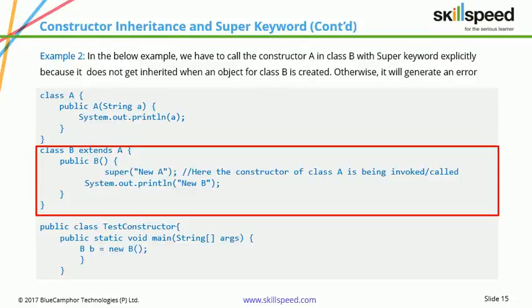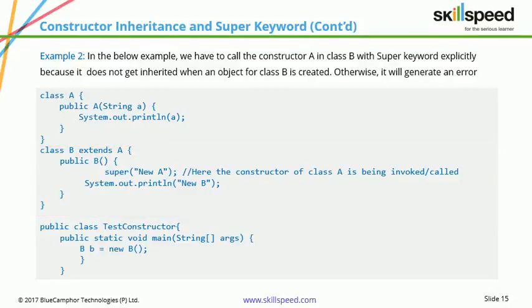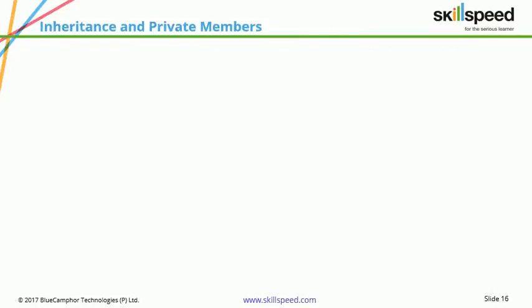We are calling the super keyword for the constructor of the class A because class A's constructor public A is not an implicit constructor, and as we know, the implicit constructors are the only ones which will get inherited into the next class or the subclass, but not the explicit constructors. So we specifically have to call the explicit constructor when you don't have an implicit constructor in the parent class.